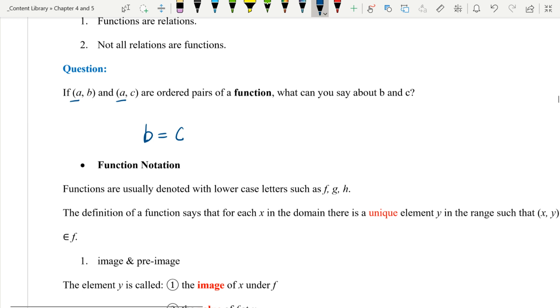So what you can say about B and C is that B equals C, and actually they're the same point. They can't be different points. If they're different points, one x gives 2 different y values, which is not correct for a function.